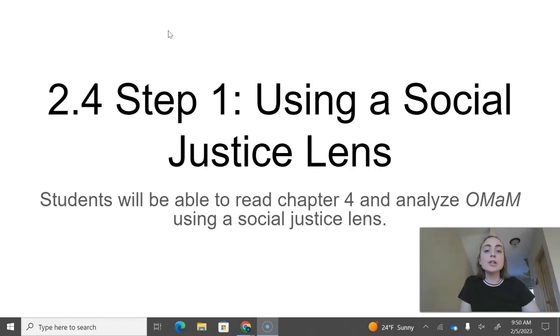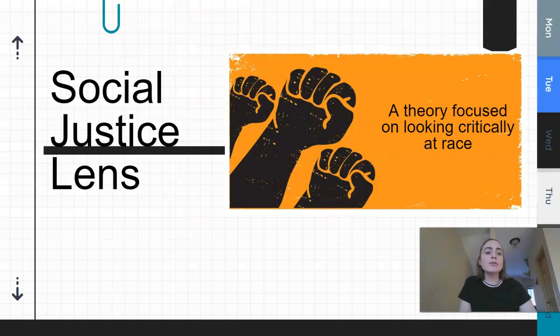So just as a reminder, we've already learned about two of the critical lenses in this unit, and the first one was the Marxist lens, and remember that was focused on social class and how money impacts power in our society. The second critical lens was the feminist lens, and that one was focused on gender equality and how gender shapes the characters in the text. So our third and final critical lens that we're talking about in this unit is the social justice lens. And this one is a theory focused on looking critically at race.